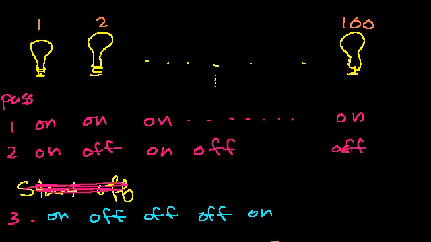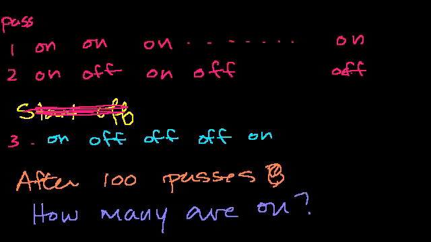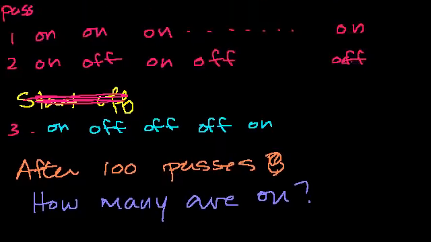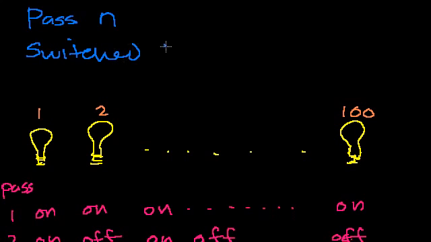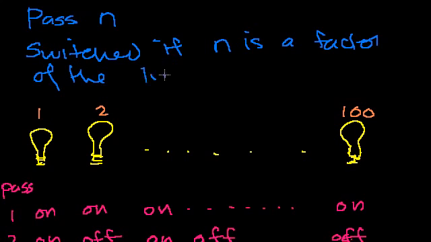So on every pass, what am I doing? Well, if I'm on pass n, this is a hint if you want it. If I'm on pass n, what do I know? I know all the light bulbs that are numbered where n is a factor of that light bulb will get switched, right? So we know that a light bulb is switched if n is a factor of the light bulb number.